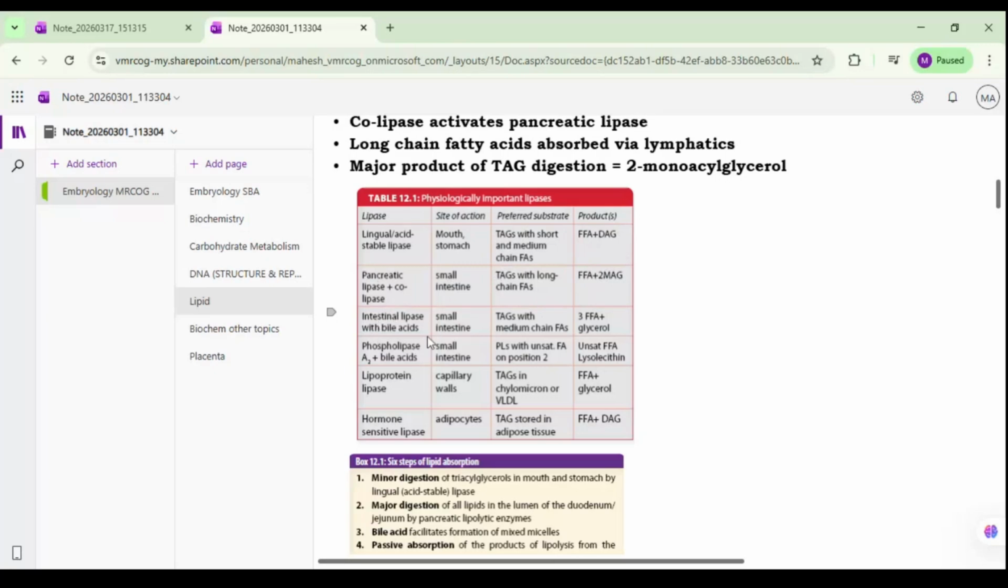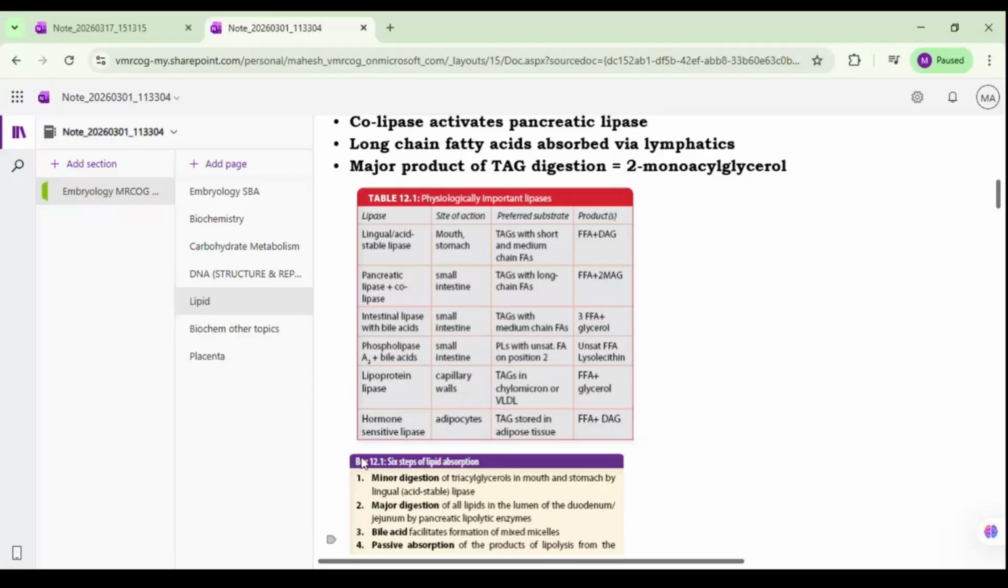And intestinal lipase along with the bile acids will act in the small intestine on TAG with medium chain fatty acids, and they will form 3 FFA and glycerol. Okay, then phospholipase A2 plus bile acids in the small intestine will act on phospholipids with unsaturated fatty acids at position 2, and it will form the unsaturated free fatty acid and lysolecithin. So this all we have seen.